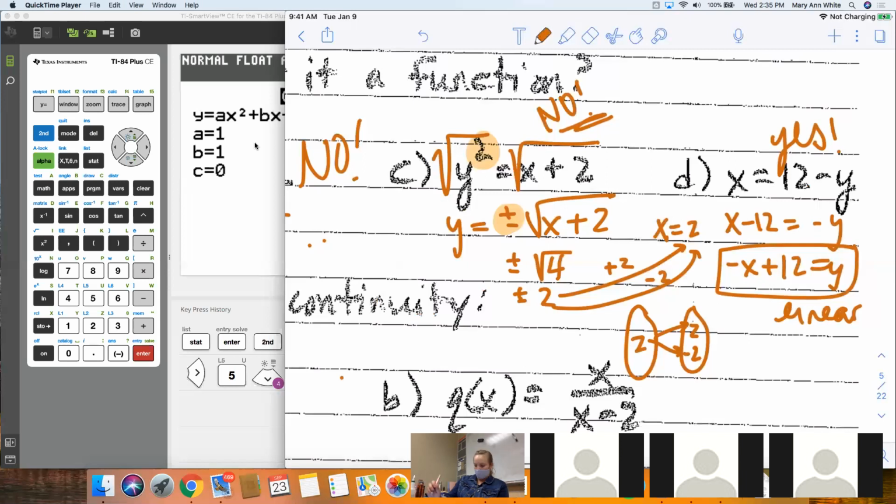Another thing is this y was not squared, so I know that I'm only going to get one y out when I get in an x. Only one y for the x. All right, thoughts, concerns, comments?